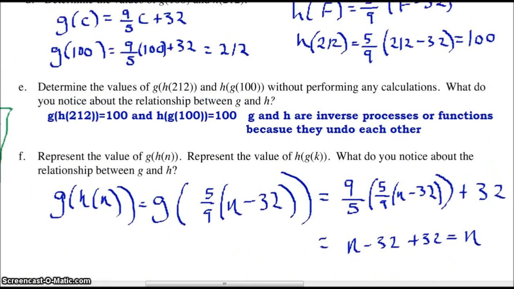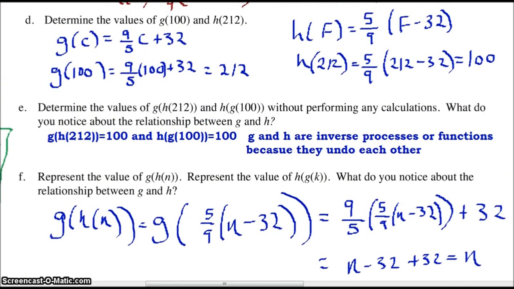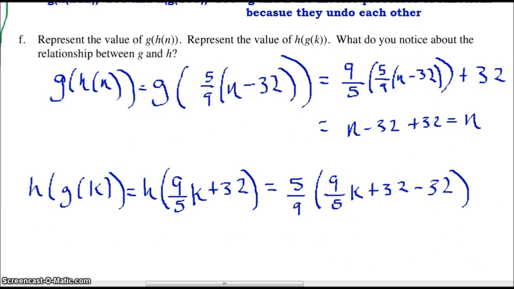So again, I just took g of k and put it in place here for f. Notice 32 minus 32 is 0, so we have 5/9 times 9/5 k, and then 5/9 times 9/5 is 1, so we just get k. So what do you notice? We notice that the input here, k, is the same as the output, so g and h are inverse functions because they each undo one another.